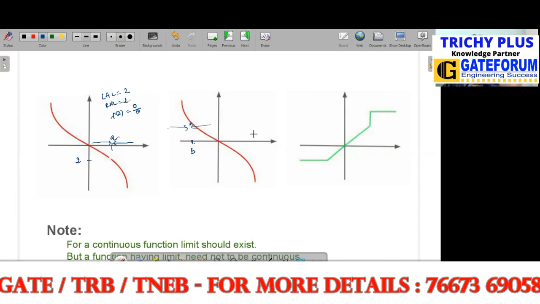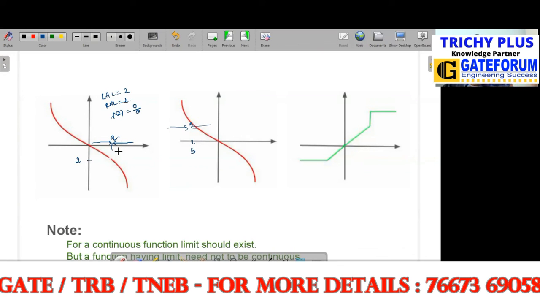Again I am saying, we are validating the continuity of this entire curve at a point B. For every single point, we have to find whether the function is continuous or not. If it is continuous at all points, then only I can say the entire function is continuous. Just by seeing one point you cannot say that the curve is continuous.